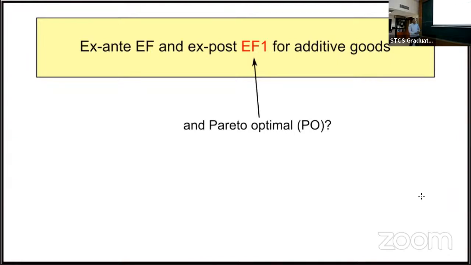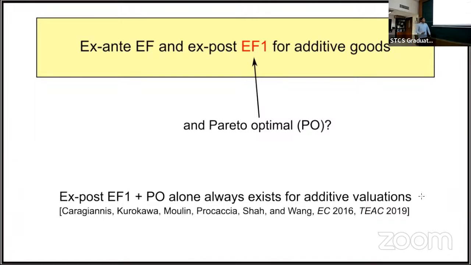And wouldn't it be nice to have ex-ante envy-freeness along with ex-post EF1 and Pareto optimality? Now it turns out that EF1 and PO alone, if you forget about ex-ante, just ex-post EF1 and PO, there do exist allocations that satisfy both of these notions. So fairness and efficiency can go together in this sense. We know that for additive valuations, such allocations always exist. Now the question is, can you construct an envy-free distribution on top of such allocations? Again, that is a very nice open problem.